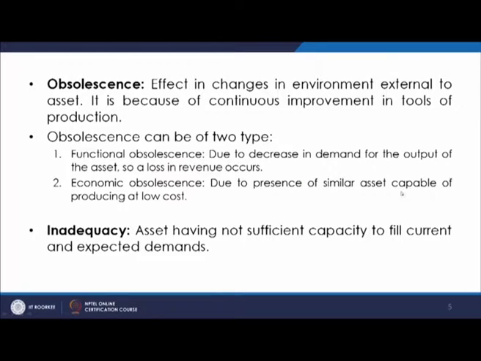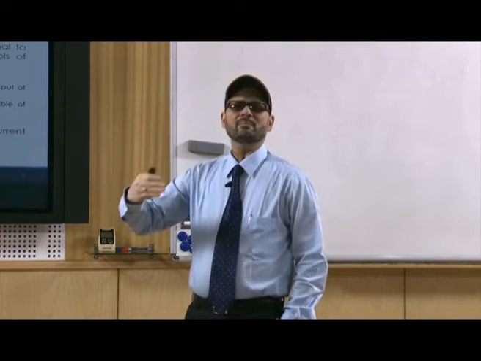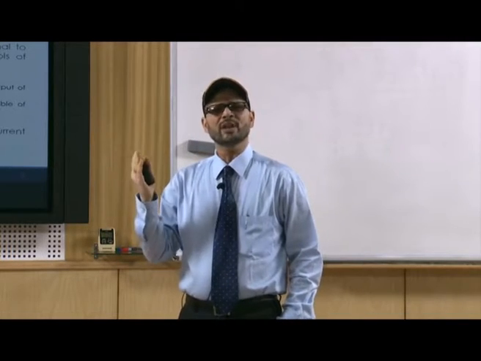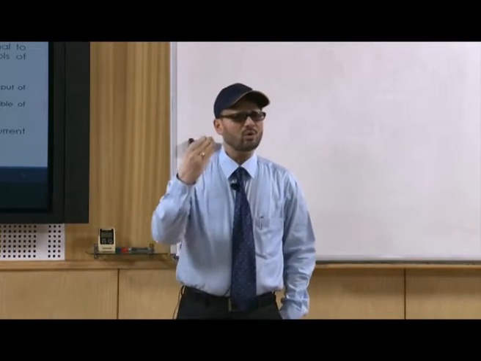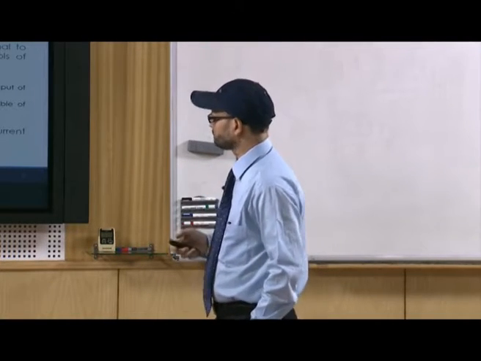Now, next is economic obsolescence. It is because of the presence of a similar asset capable of producing at low cost. So, basically this is the condition when in the market, because of new technology, a machine has come which can produce at lower cost. So, the new machine makes the old machine obsolete. That is known as economic obsolescence.